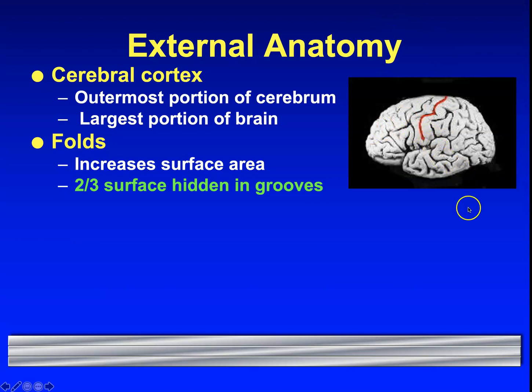And anytime you have folds in something, pretty much it's to increase your surface area. 2/3 of the surface is actually hidden down inside the grooves. And so all these folds increase the surface area about 3 times what it would normally be. And the more you use it, the more folding you have. So a fetus's brain is smooth until it starts to fold.